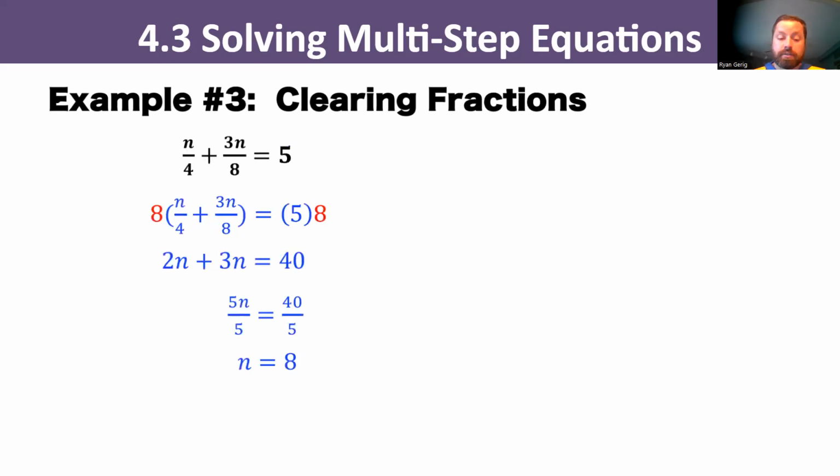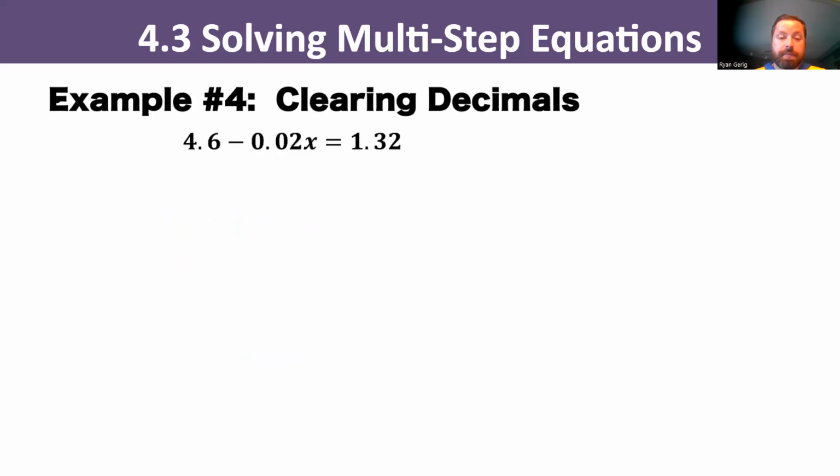You could go back and check your work by putting 8 in for n. I'm going to save us some time and not do that, but you could to see if it gets you the same answer. And just like clearing fractions, we can clear decimals. So you see that in this problem, we have multiple decimals. We have 4.6 minus 0.02x equals 1.32.